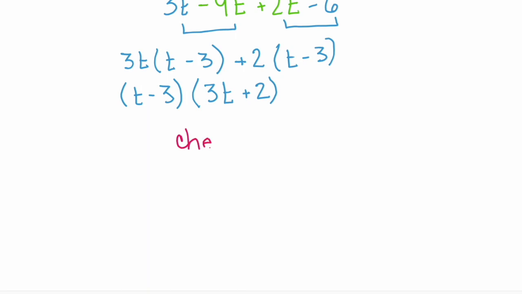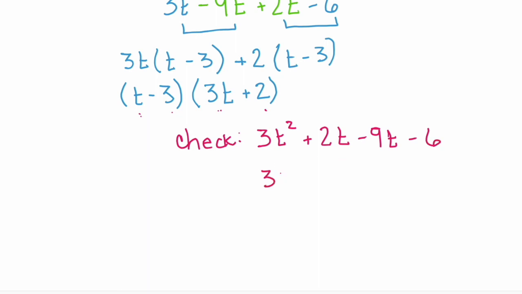Remember, math is great. You can always check. So we want to check here with foiling, since we have two binomials. The first two terms multiplied together are 3t squared. The outer two terms are plus 2t. The inner are negative 9t. And the last two terms are negative 6.